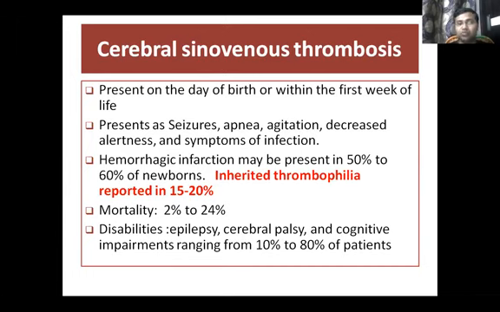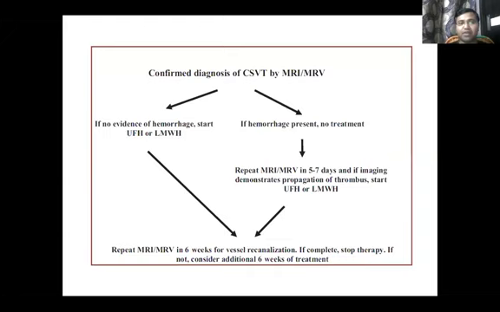Mortality is 2 to 24%. There is also disability like epilepsy, cerebral palsy, and cognitive impairment. I'm not going into detail, but once you diagnose, if there is hemorrhage, wait and continue supportive treatment. Monitor, and if there is no hemorrhage but progression of thrombosis, we have to start heparin. If there is no evidence of hemorrhage initially, we start heparin. These babies require prolonged treatment of around 6 to 8 weeks.